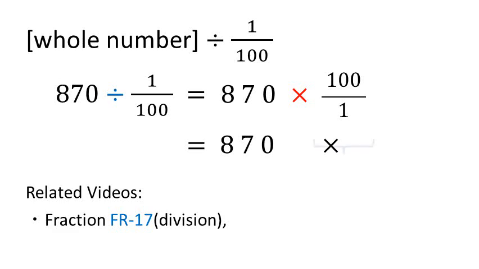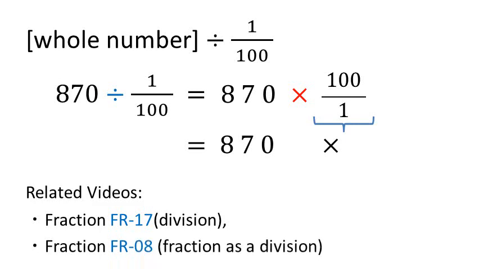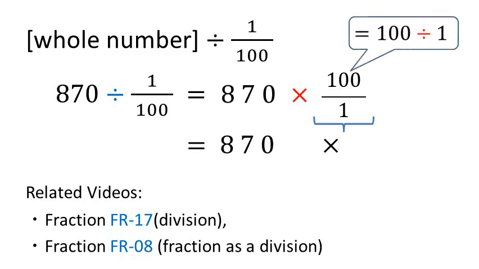Consider 100 over 1. Can you recall that a fraction can be changed to a division? If you're unsure about this, please refer to the video, fraction 8. So 100 over 1 is equal to 100 divided by 1, which is just 100. So 870 divided by 1 over 100 is the same as 870 times 100. Now this is a whole number multiplied by 100.